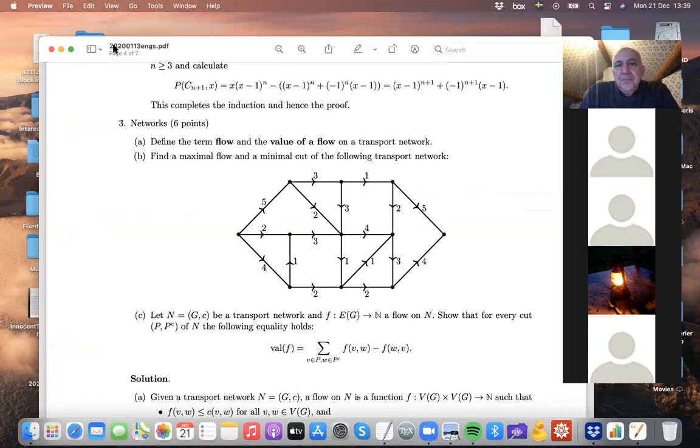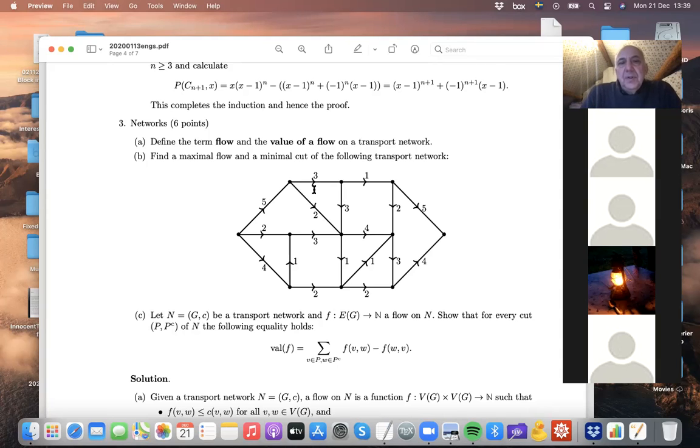And what is a flow? A flow is a function on the edges, also integer valued, non-negative, such that at each edge, the value of the flow does not exceed the capacity. These weights are called capacities of edges. And it also satisfies the important condition of equilibrium or balancing at each vertex except for the source and the sink. Namely, at each vertex, the incoming flow should be equal to the outgoing flow.